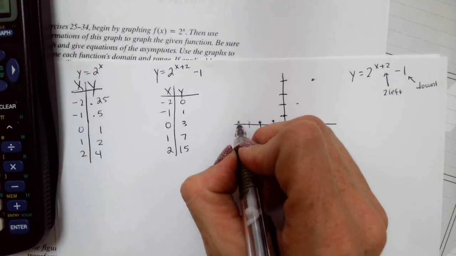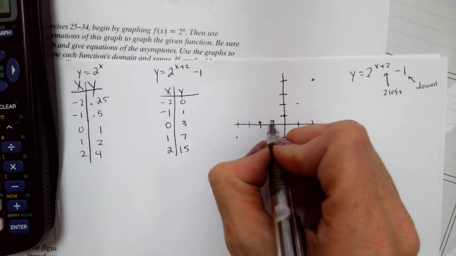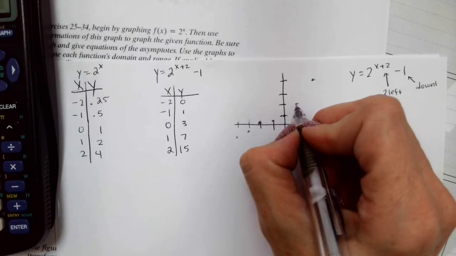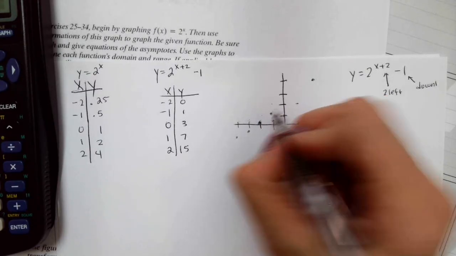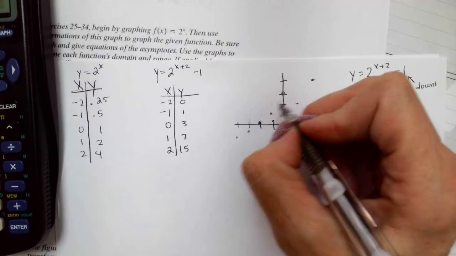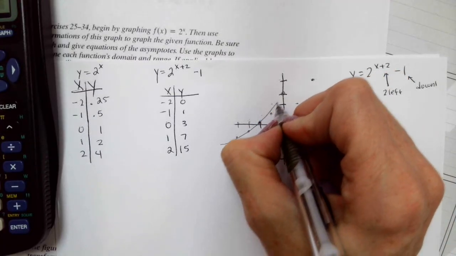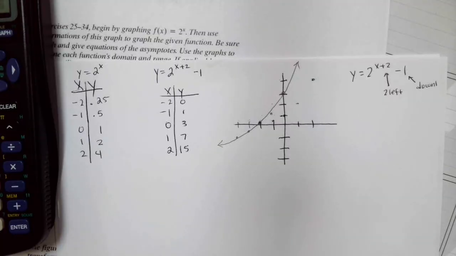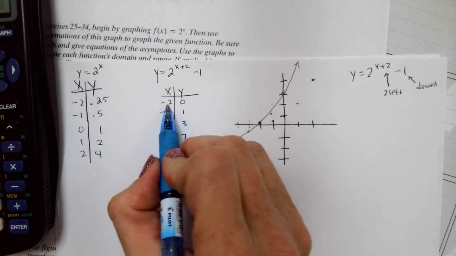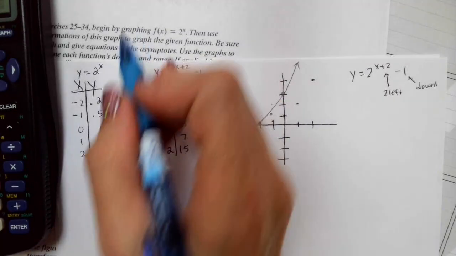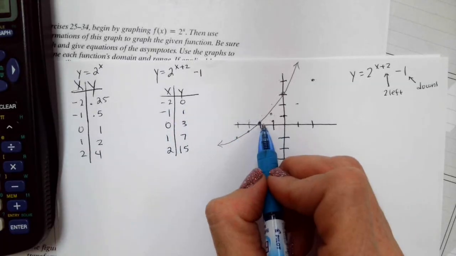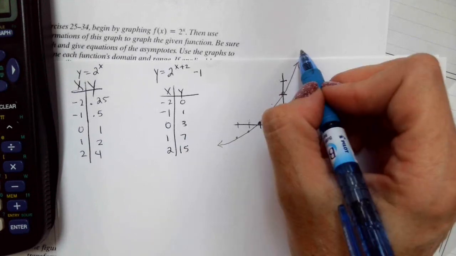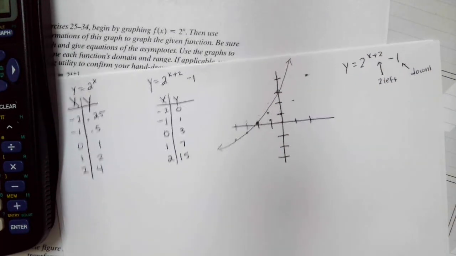So 2 left, down 1. 2 left, down 1. 2 left, down 1. And this would be my transformed function, okay? Or you could just go directly into using the table, but make sure you copy this down. Negative 2, 0, negative 1, 1, 0, 3, 1, 7, and there you go, okay?